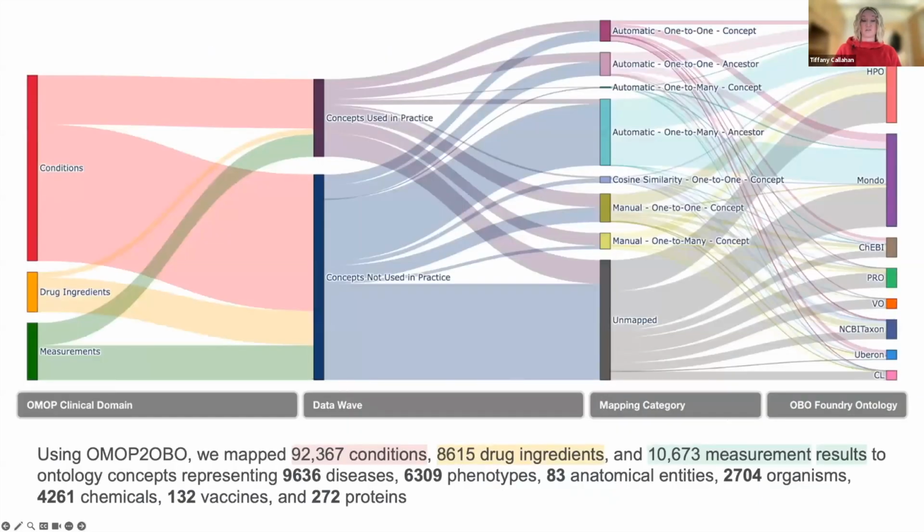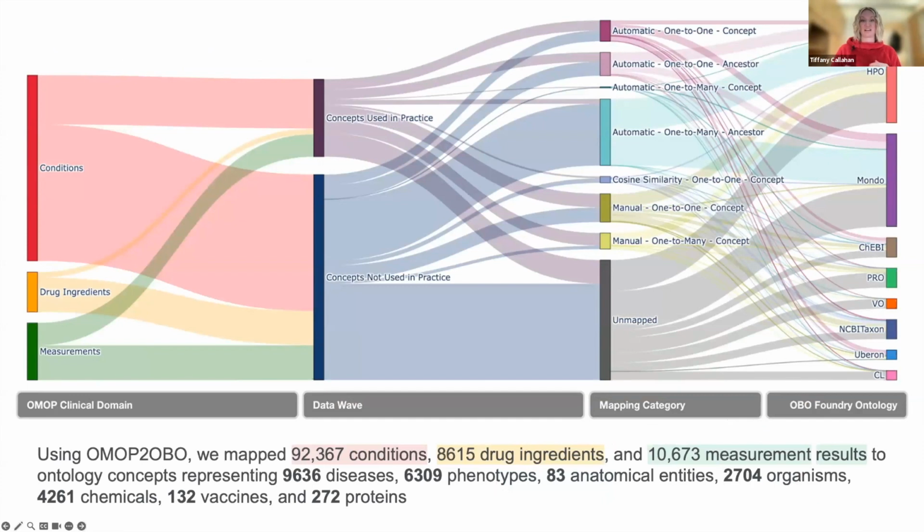So for study 2, we used OMOP to OBO to build mappings for over 92,000 conditions, 8,000 drug ingredients, and 10,000 measurement results to ontology concepts, which represented over 9,000 diseases, over 6,000 phenotypes, 83 different anatomical entities, 2,700 organisms, 4,000 chemicals, 132 vaccines, and 272 proteins.